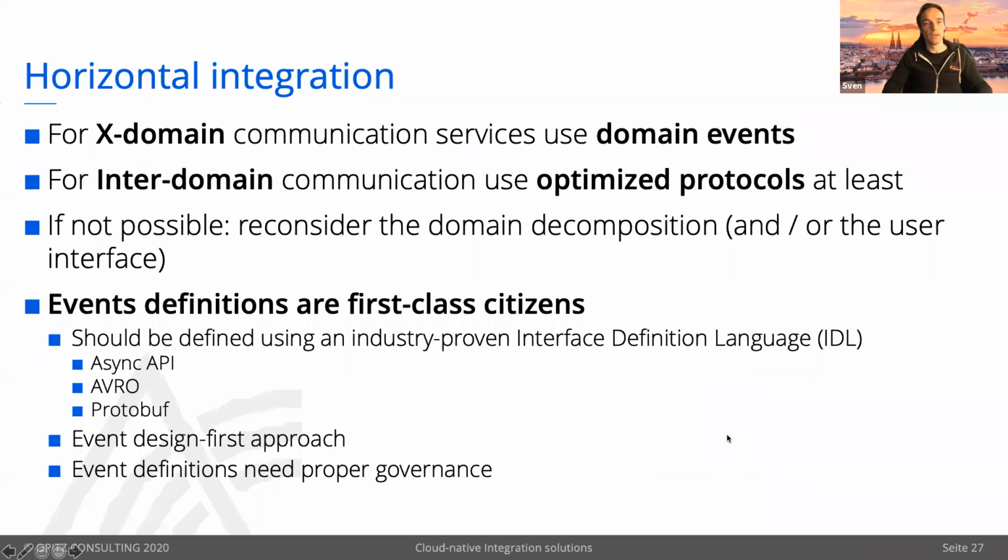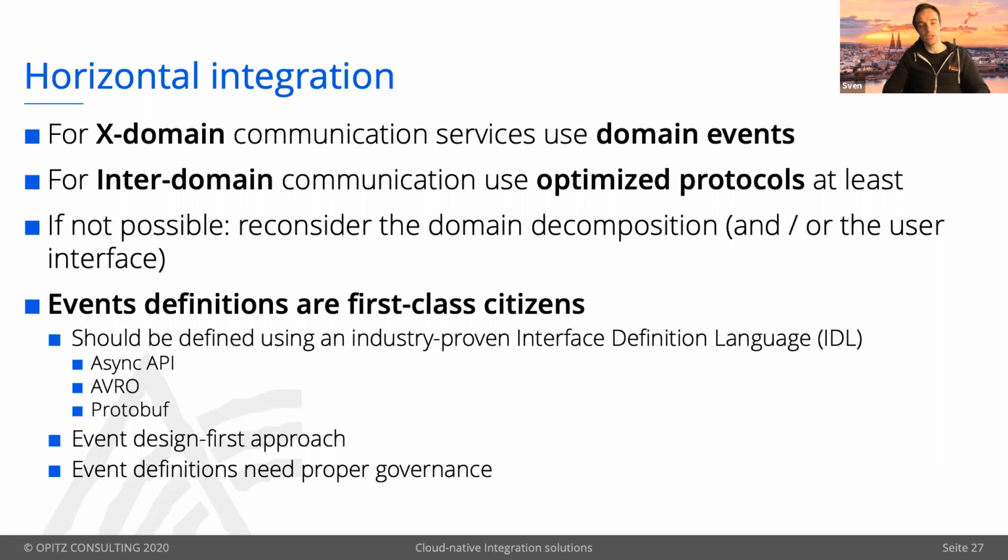On the horizontal integration layer, you are mainly focusing on event-based communication, at least for cross-domain communication. And when we talk about domains, we mean business domains, right? So also in the sense of microservices, we have different business domains talking to each other, and for that we're using events. And events for me are like APIs. So first of all, you need to start with defining your event structures so that the consumer and the producer are clear about the content of a certain event.